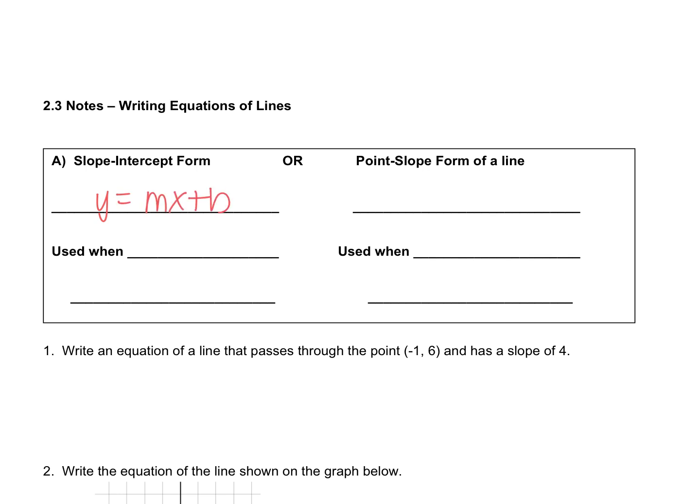Mx plus b. We use slope-intercept form when we are given the slope and the y-intercept. So if they give us the slope and the y-intercept, we're going to use slope-intercept form. If they don't give us those things, we now also have point-slope form that we can use.